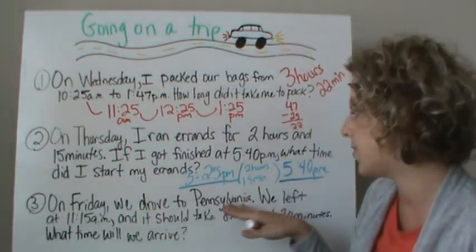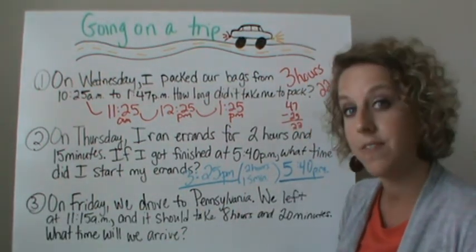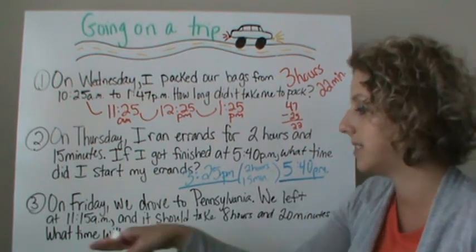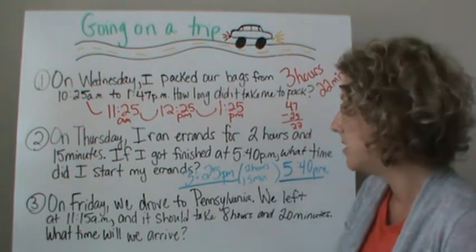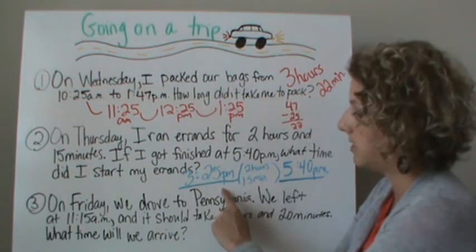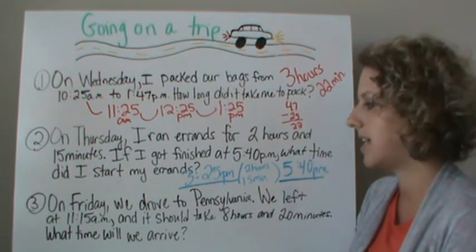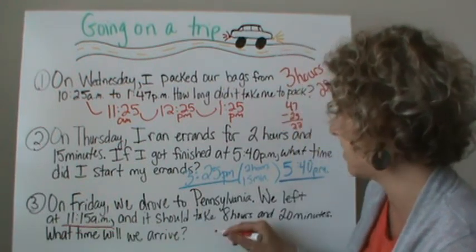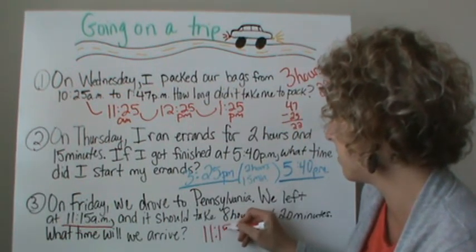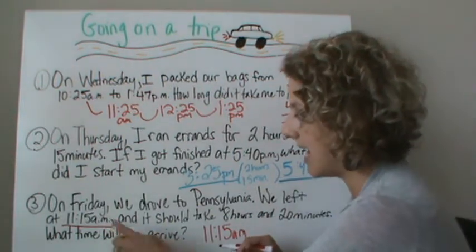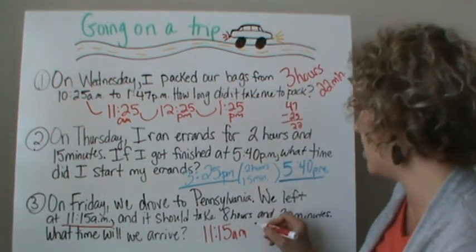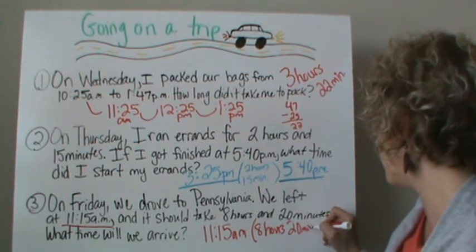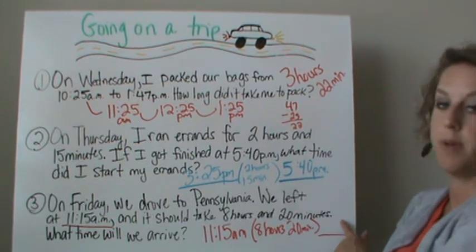Then on Friday, we drove to Pennsylvania. We left at 11:15 a.m. and it should take 8 hours and 20 minutes. What time will we arrive? So before, I was asking for the start time. Now I'm asking for the end time. So I know that on Friday, we left at 11:15, and the key here is a.m. We took 8 hours, 20 minutes. So what time did we get there?